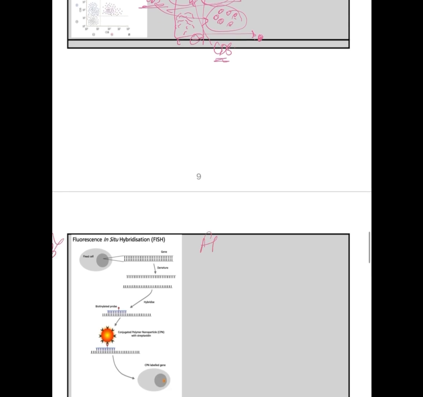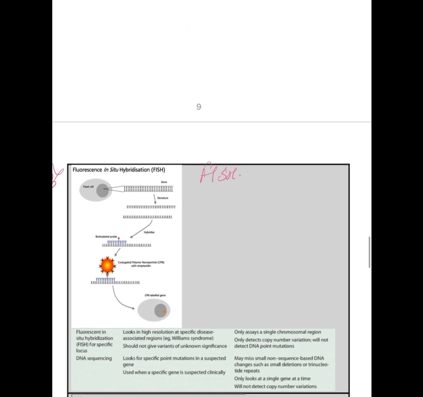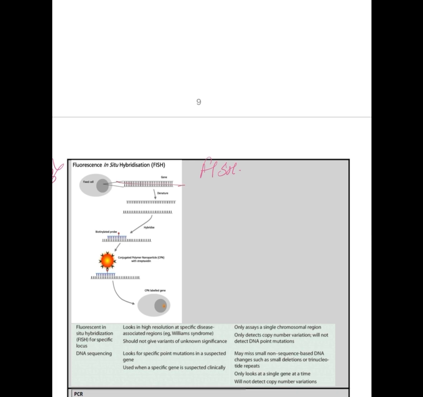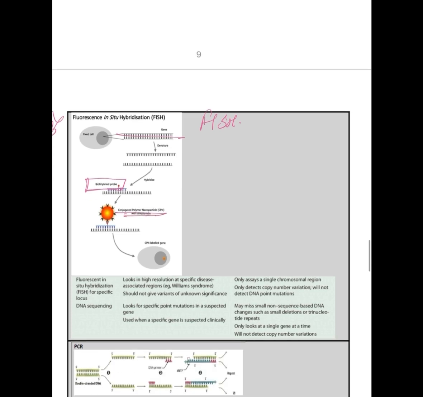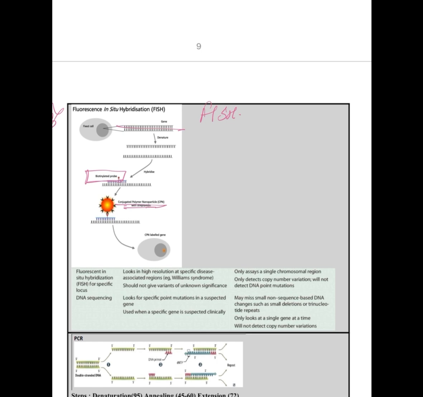Then there is FISH. What is FISH? Fluorescent in situ hybridization. In situ because they just break this gene, the DNA. They denature it so that a single DNA strand is going to be hybridized with our probe, which has a nanoparticle that can light up. Okay, so this फिर से फ्लोरेसेंट इसमें देख लेंगे. उसके बाद they will assess if there is any genetic abnormality in that particular patient sample.